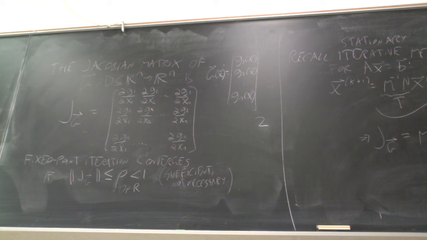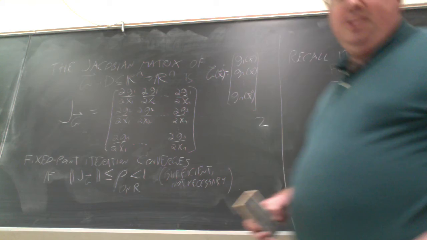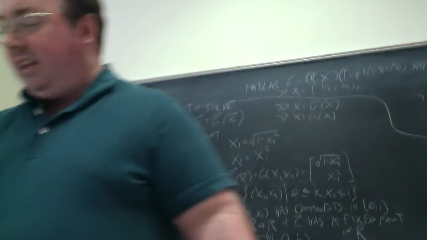Okay. So now we have at least a sufficient condition for convergence. So now what we'll do is go back to our example and take a look at that g, and we'll actually look at the partial derivatives and see how they behave.